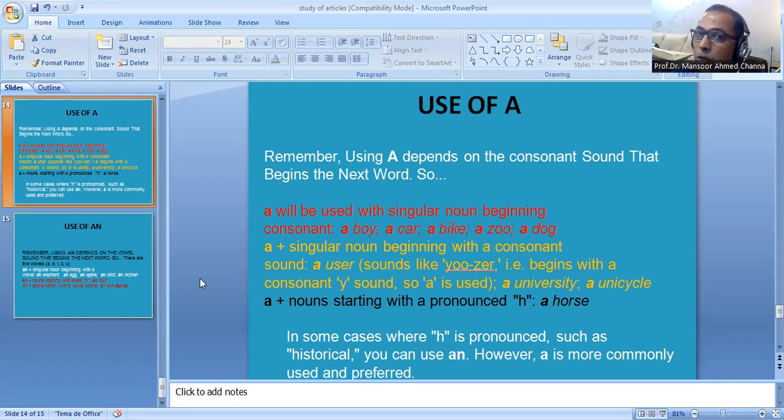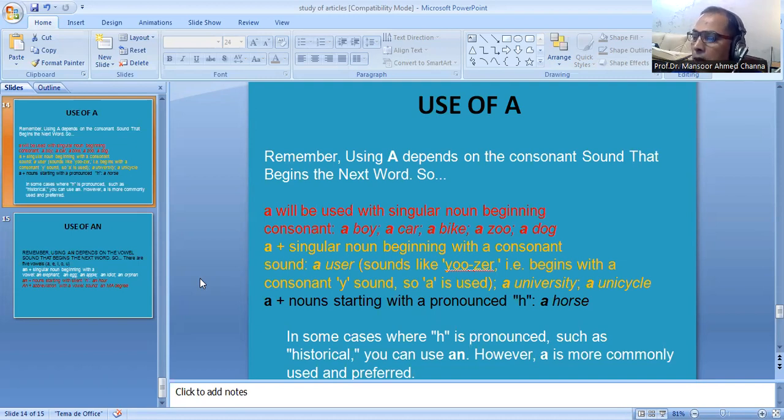For example, starting with U. A user sounds like Y-O-O-Z-E-R, a user that begins with a consonant Y sound. So a is used. A university, a unit, though U is known as a vowel, the sound is of a consonant. So using a vowel having a consonant sound, we use a university, a unicycle.